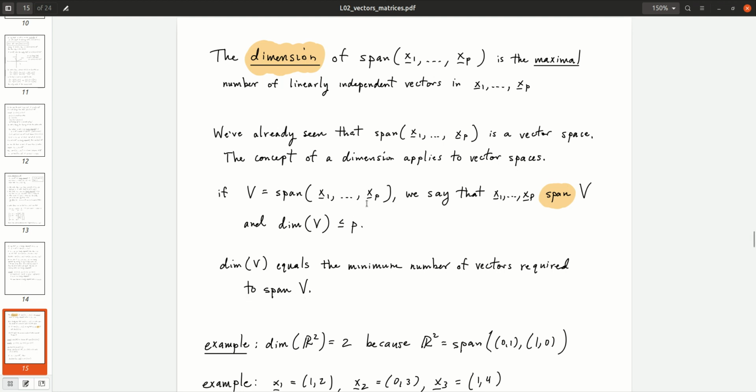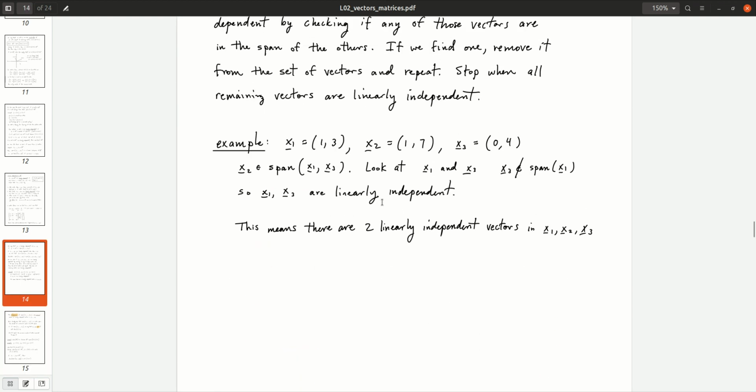So if we can span V with 3 vectors, we know the dimension is less than or equal to 3. If we can span it with 2, then we know the dimension is less than or equal to 2. And if we can't span it with 1 vector, then we know the dimension of V is not 1. So that's exactly what happens in this example. If V is the span of x1, x2, x3, we know that the dimension of V has to be less than or equal to 3.